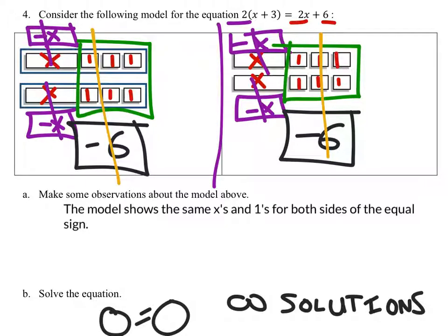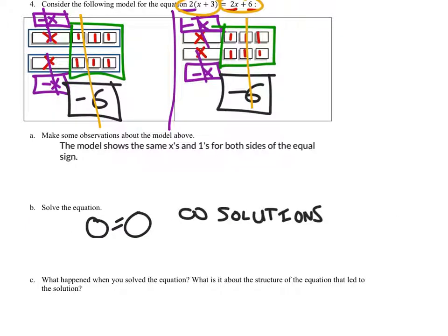I'll point this out here. Some of you guys notice that, yes, this equation is the same as this one after the distribution. Therefore, since we have the same expressions on both sides of the equal sign, they are the same, which would also produce infinite solutions.